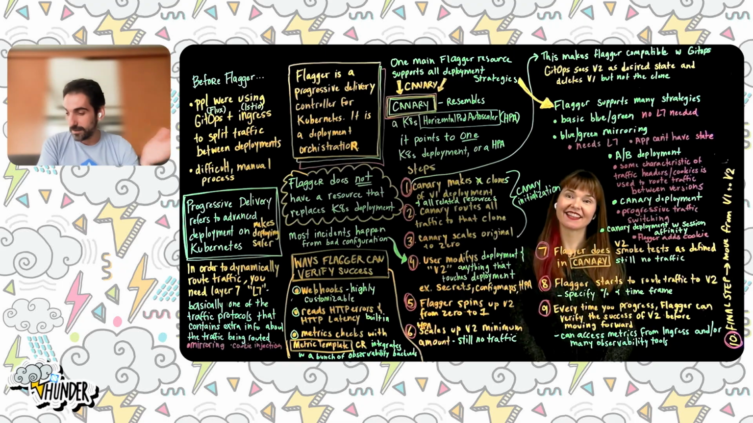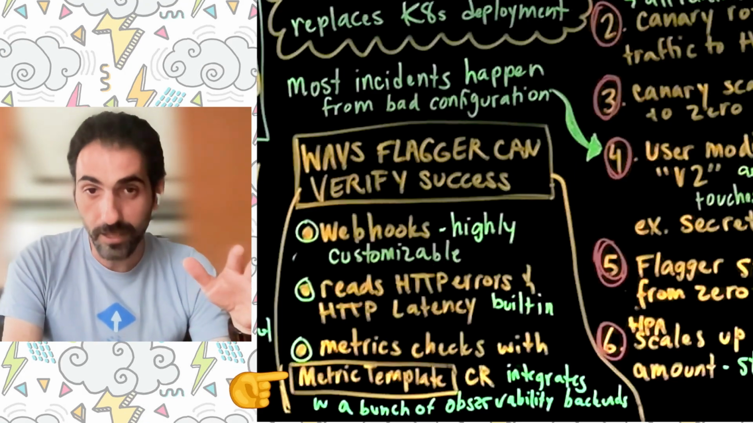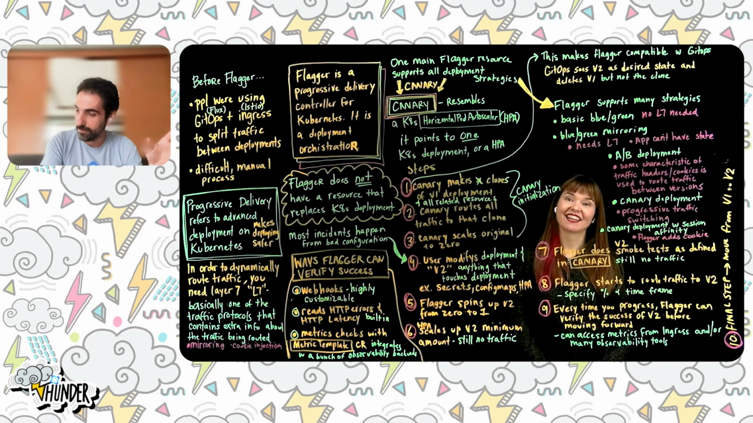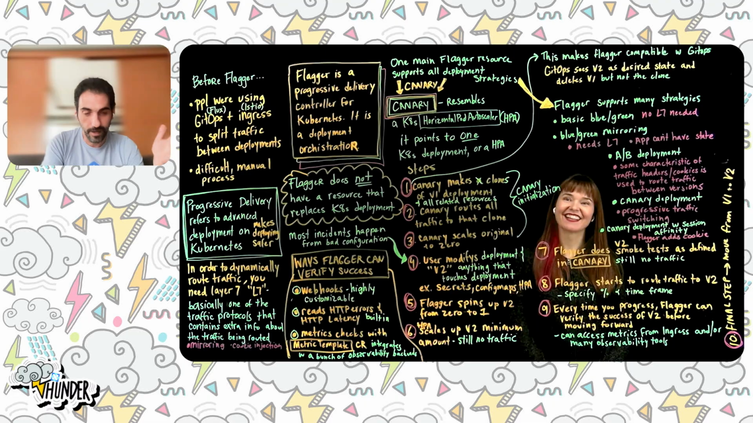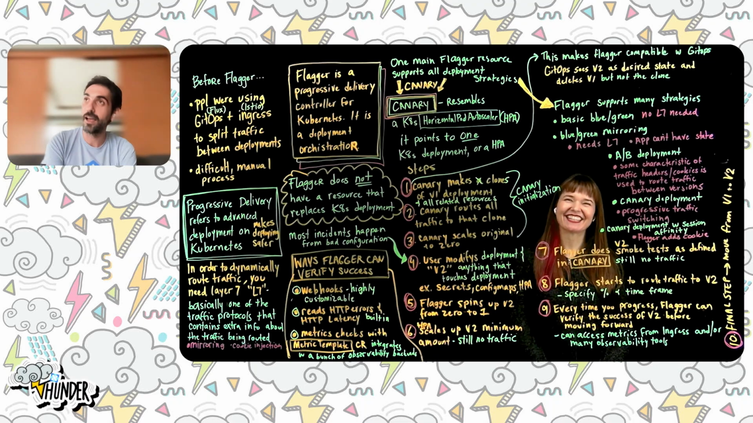Besides this kind of metrics, there is also a custom resource called metrics template, where you can define your own metric queries for various observability tools like Google Stackdriver, CloudWatch. Datadog, you said, I believe. Yeah. Datadog, Dynatrace. There are a bunch of integrations there. So that's one way to extend the Flagger analysis.